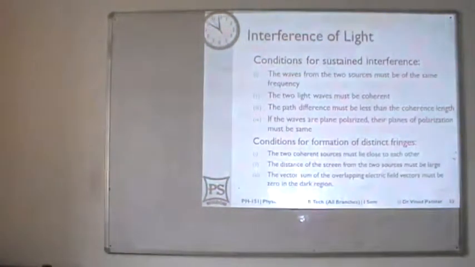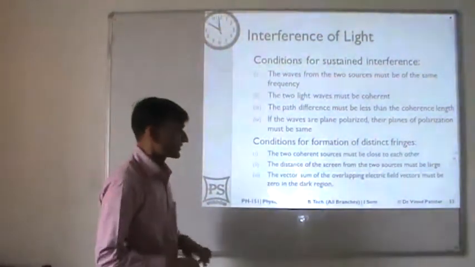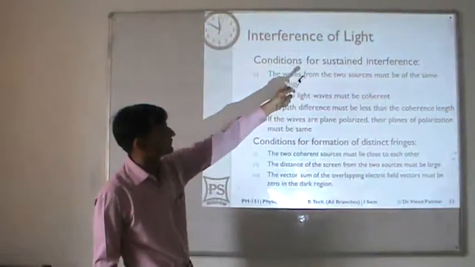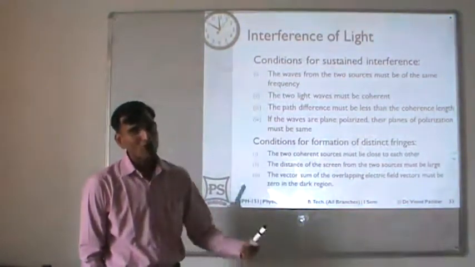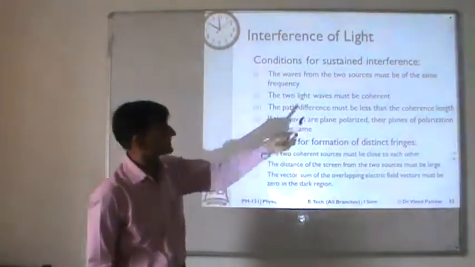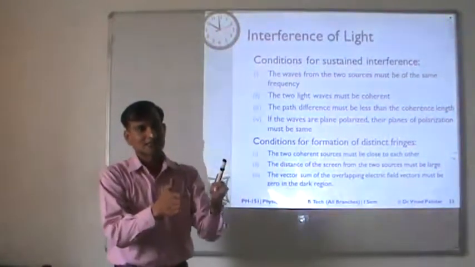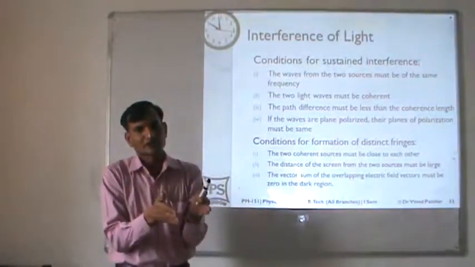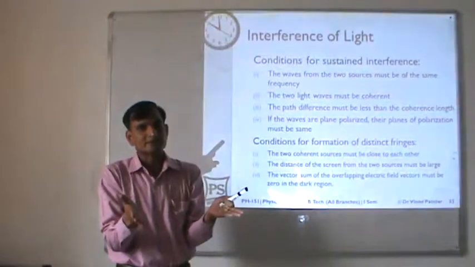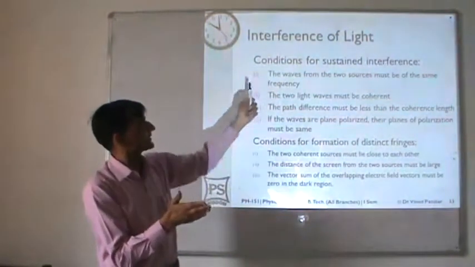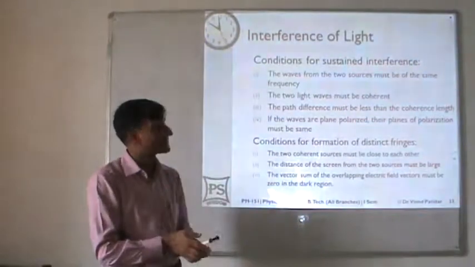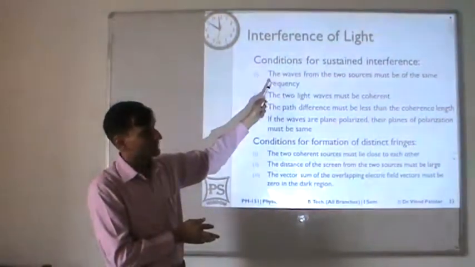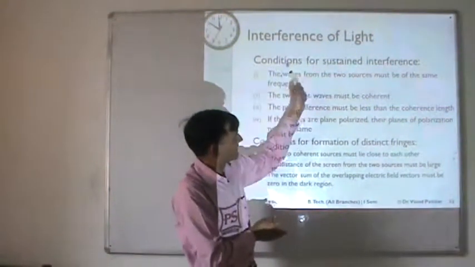Fine. Now next, this is very important as far as the laboratory is concerned and as far as our understanding of interference is concerned. The first topic is the conditions for sustained interference. Now, how will interference be sustained? What do we mean by sustained interference? When an interference is taking place, it should be sustained for a long time so that you can clearly observe the fringes. If you cannot observe the fringes, you will see that the interference is not taking place. So for a sustained interference pattern, you need to have these conditions satisfied. These are very simple. If you understand coherence, then you will completely understand these points.